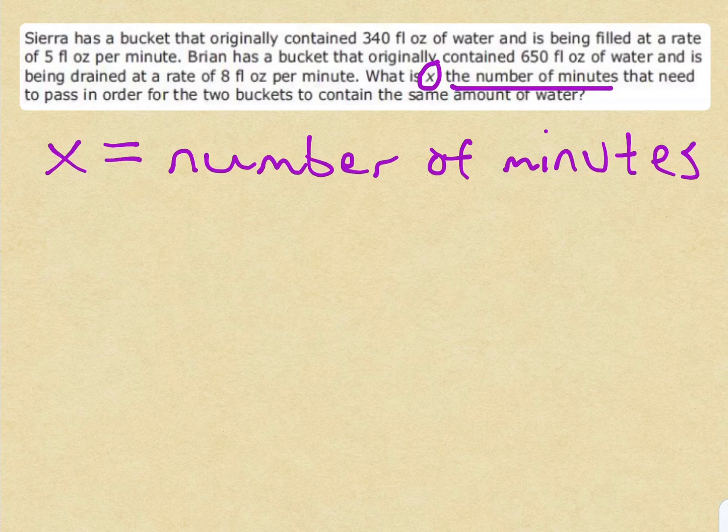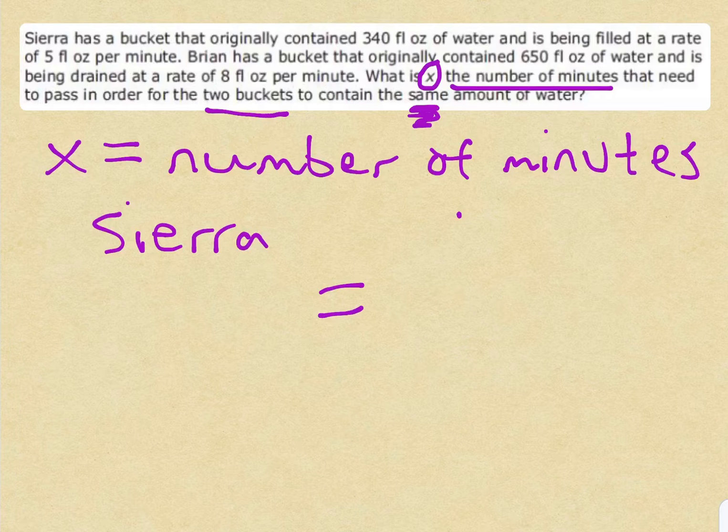That need to pass in order for the two buckets, so we're looking at two buckets, to contain the same amount of water. Now, we said before, same is telling us they're going to be equal. Now for this one, we could say bucket 1 and bucket 2, but it's specific here, because Sierra has a bucket and Brian has a bucket. So we're going to label them by their names.